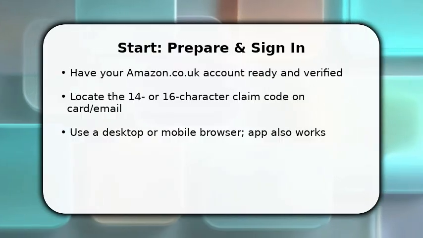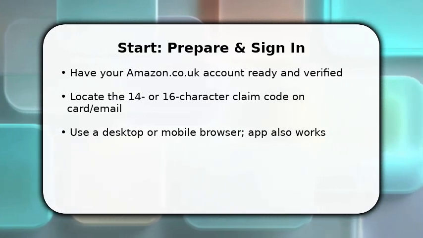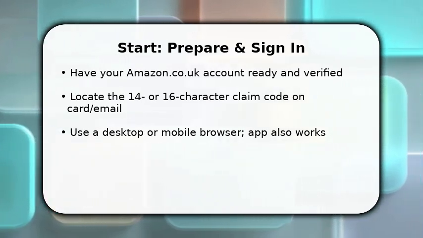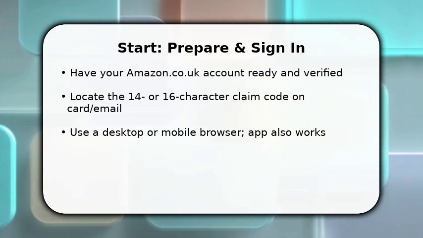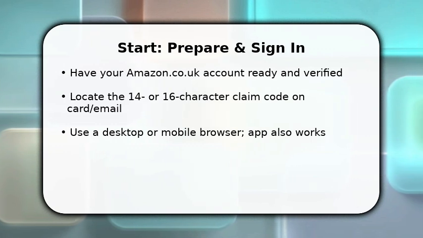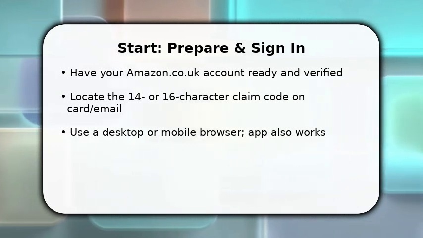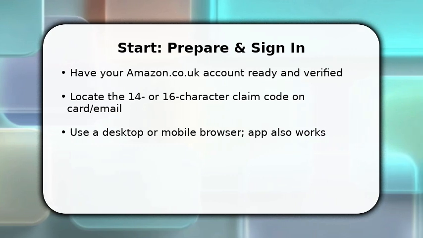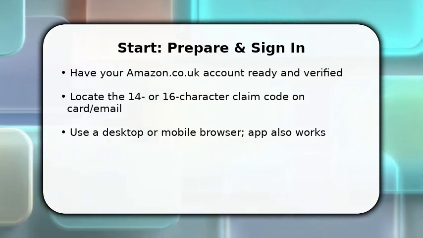You begin by signing into your Amazon.co.uk account. This gives you access to your payment settings. Once signed in, open the gift cards page under Accounts and Lists or tap Redeem in the app. Enter the claim code exactly as shown, letters, numbers, hyphens matter, and click Apply to see the balance appear.